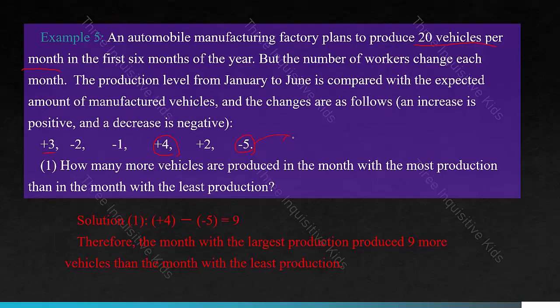And this, you can see, is from June. And 4 is from April. You can see that in June, they produced 9 more vehicles than in April.